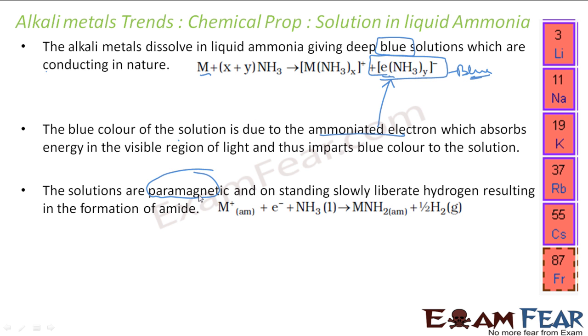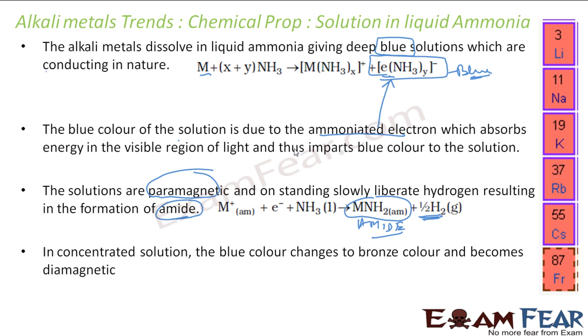But it slowly liberates hydrogen gas and forms amide. This is my amide, correct? And if you make this solution concentrated, the blue color will change to bronze color because you have more metal ions, and this becomes diamagnetic. If you make it more concentrated, you have more metal ions, and it becomes bronze color. If you increase the concentration, this becomes more dominant and the whole solution is diamagnetic then.